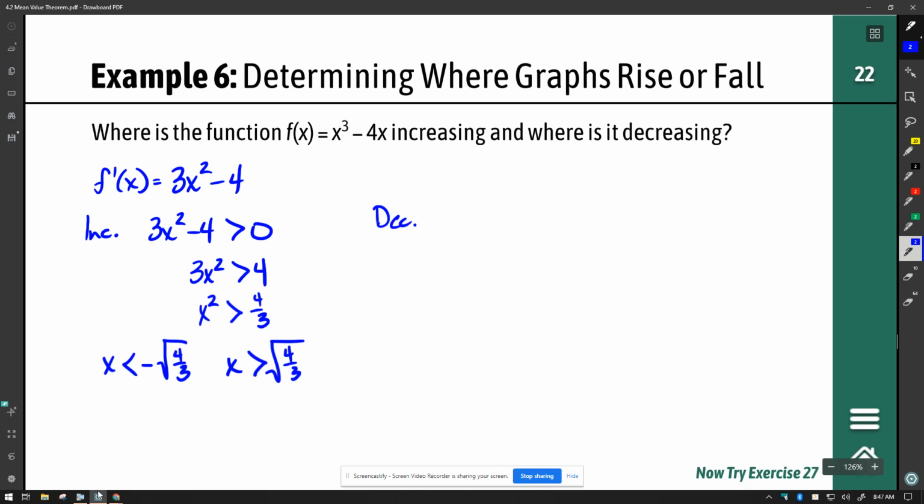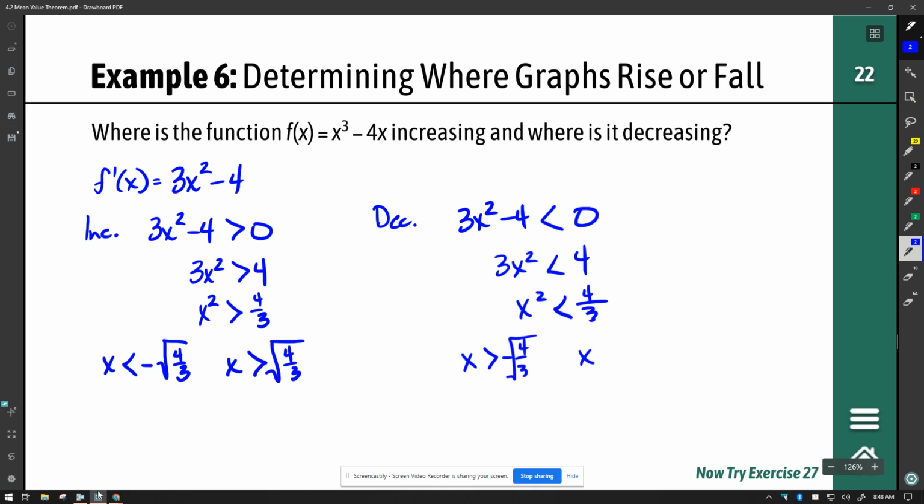Now we know this function is decreasing when 3x squared minus 4 is less than 0. So we end up with 3x squared is less than 4. We end up again with x squared, this time less than 4/3. And when we factor in the plus or minus there, we end up with x is greater than negative square root of 4/3, and x is less than positive square root of 4/3. So this is actually on the interval negative square root of 4/3 is less than x is less than square root of 4/3.